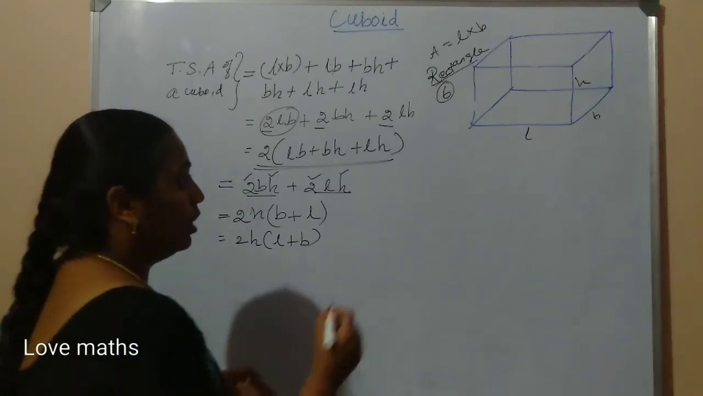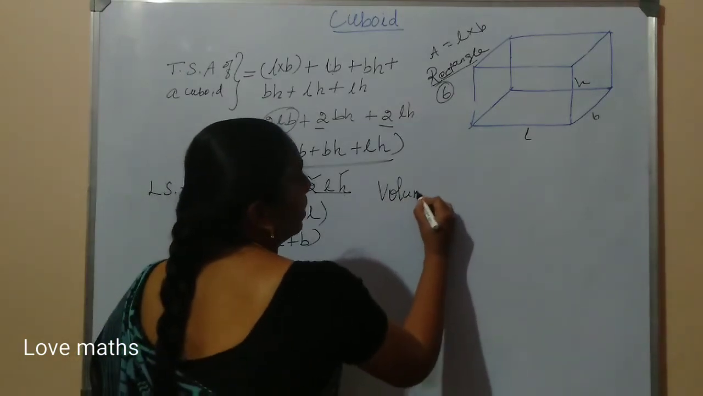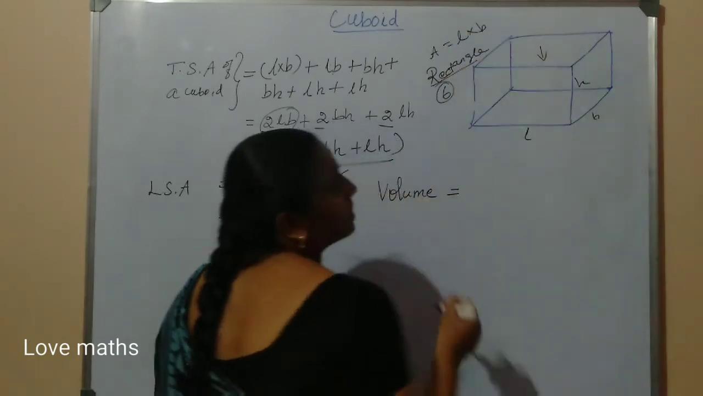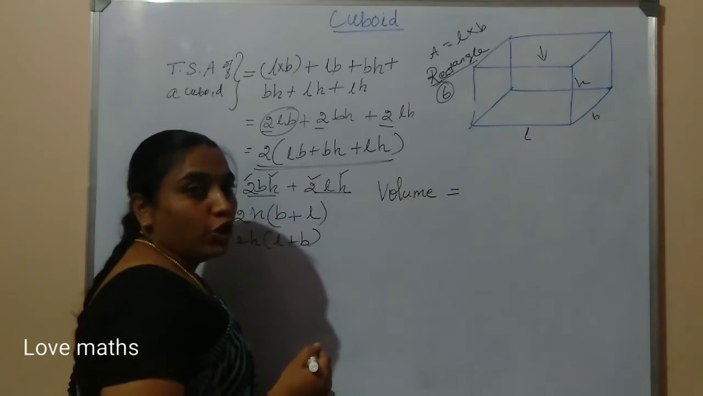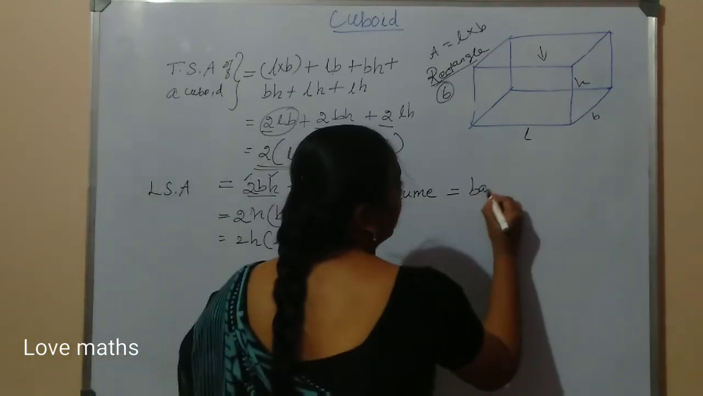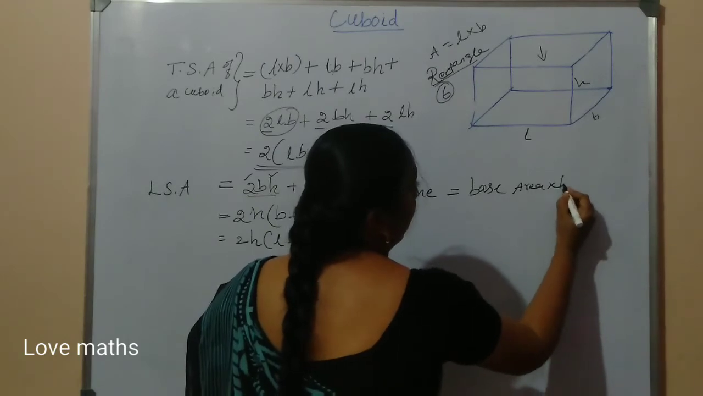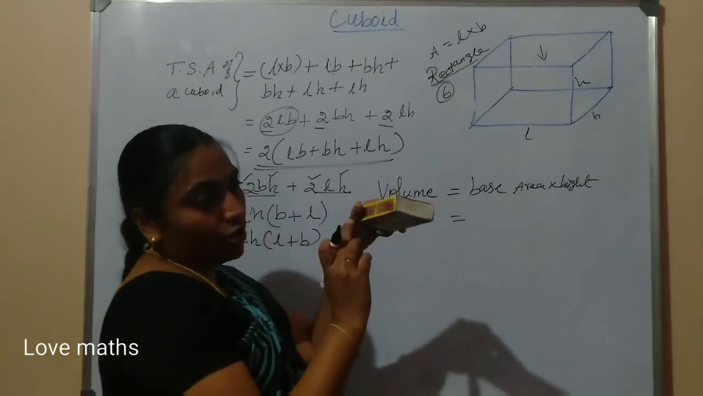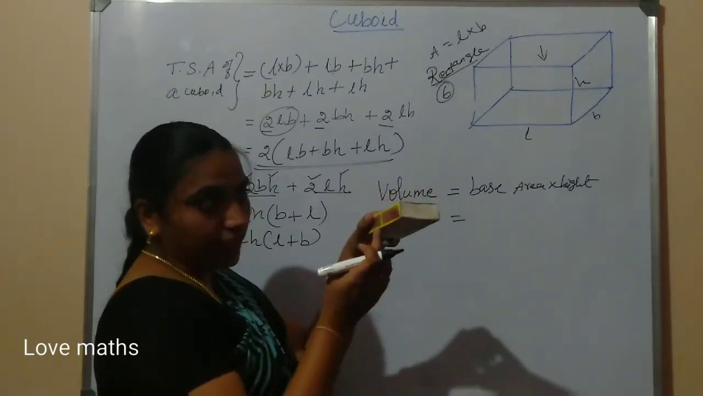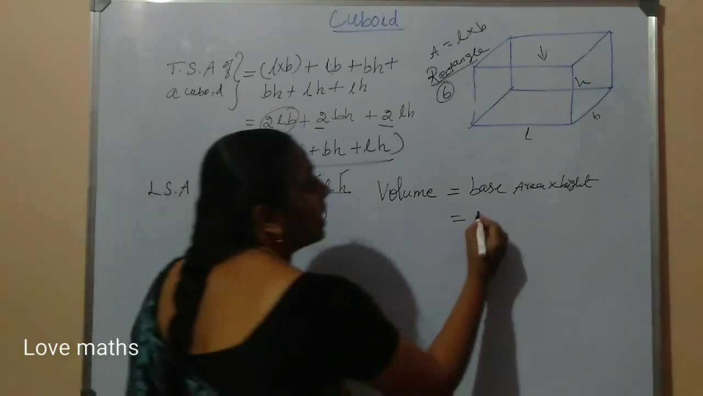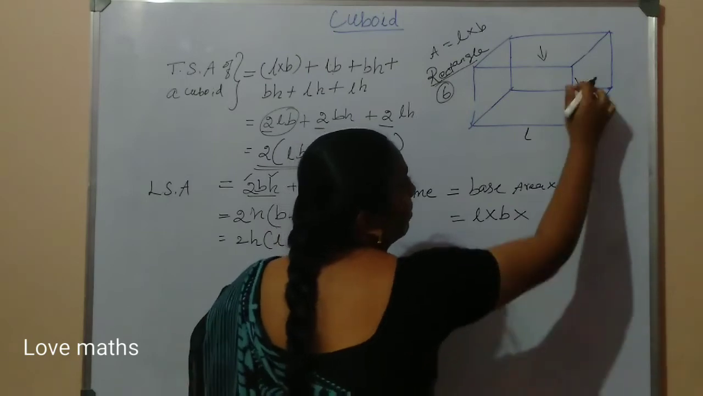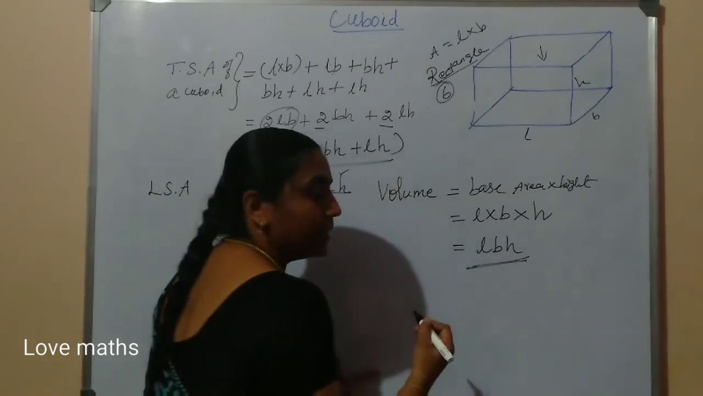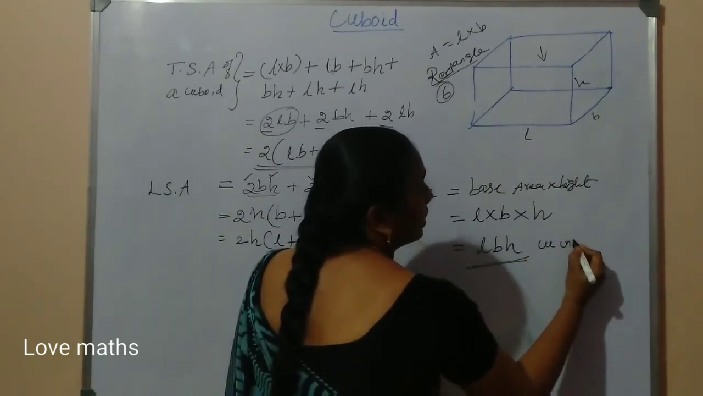Next, what is meant by volume? Volume is how much space is inside. If it is a cuboid box, how much space is there inside? That is the volume. The formula is base area into height. Here this is the base, with length and breadth. This is a rectangle, so area is L into B. Height is mentioned here, height only. So the volume formula is LBH. This is in cubic units.